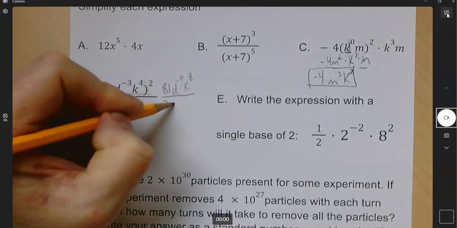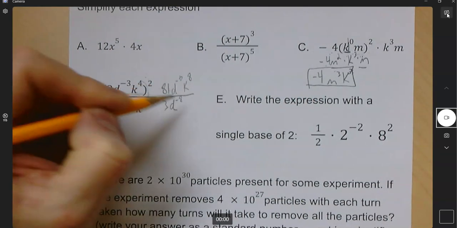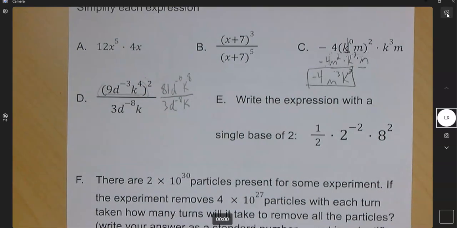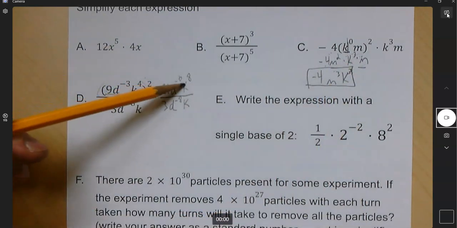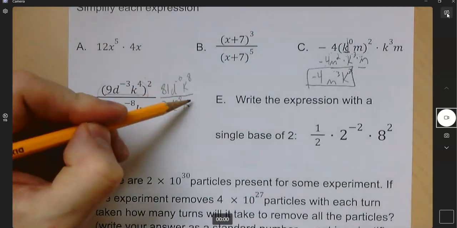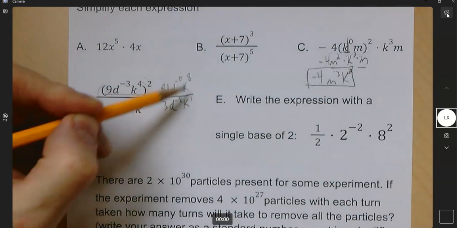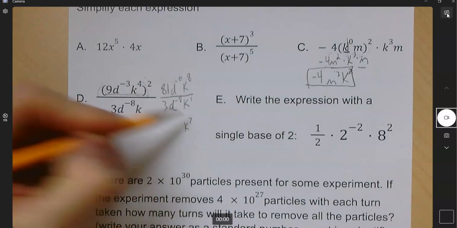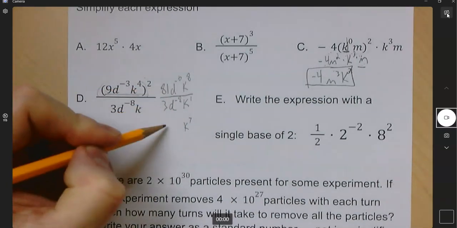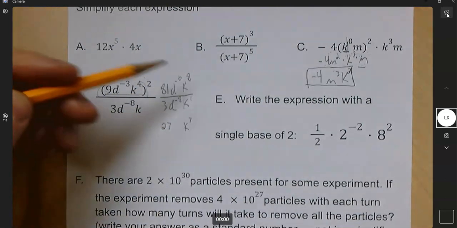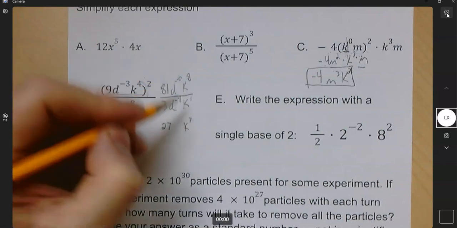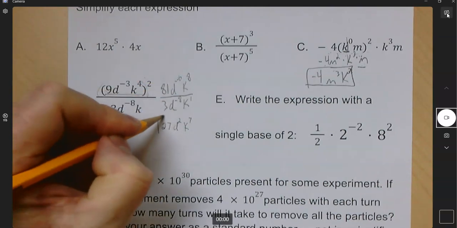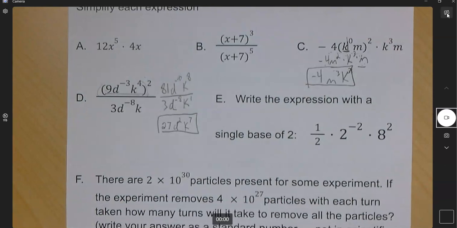On bottom I have 3 d to the negative 8 times k. Now we're going to combine like terms. We multiplied our m's over here and added their exponents. On this one, we're dividing these two things together, so we should be subtracting their exponents. k to the 8th divided by k to the first is k to the 7th. 81 divided by 3 is 27. And negative 6 minus, since we're dividing, minus a negative 8 is just 2. So we get 27 d to the second k to the 7th.